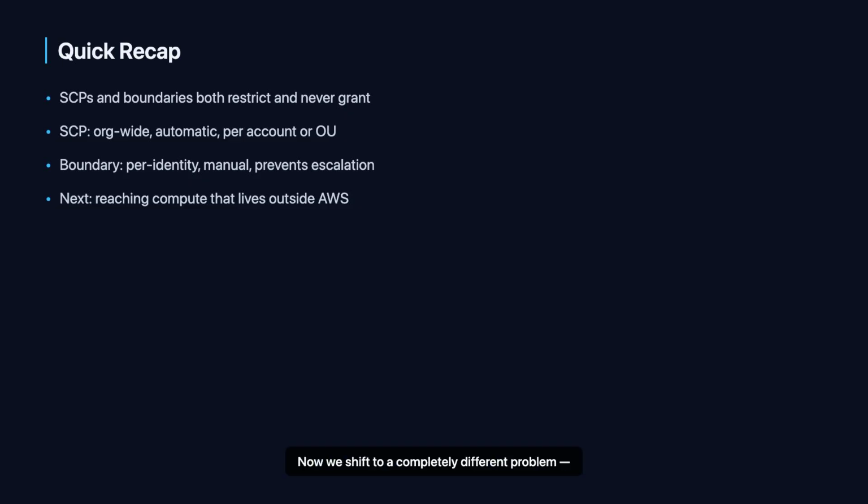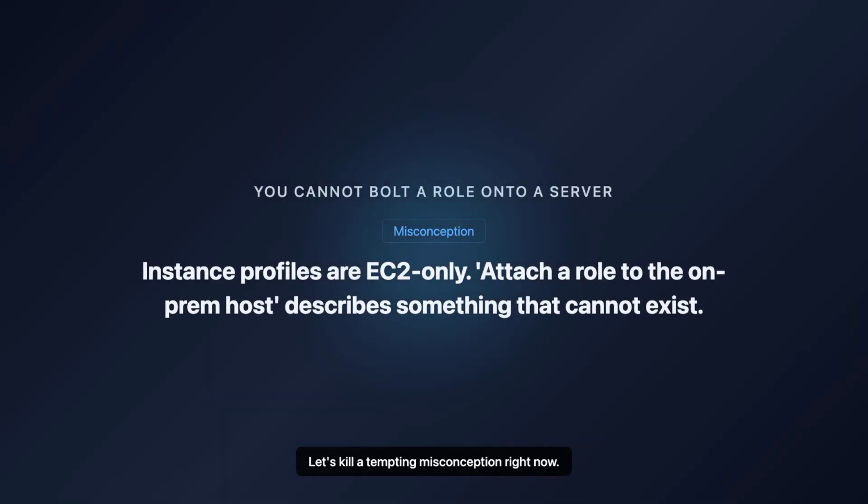Now we shift to a completely different problem. What happens when the thing that needs Amazon Web Services access isn't even inside Amazon Web Services? Let's kill a tempting misconception right now. You cannot attach an IAM role to an on-premises server. Remember the instance profile from the last episode, that container that holds a role? It is EC2 only. It only bolts onto Amazon Web Services instances. So any answer that says attach a role to the on-prem host, or assign an instance profile to the on-prem host, is describing something that physically cannot exist. It's a distractor dressed up to look reasonable.